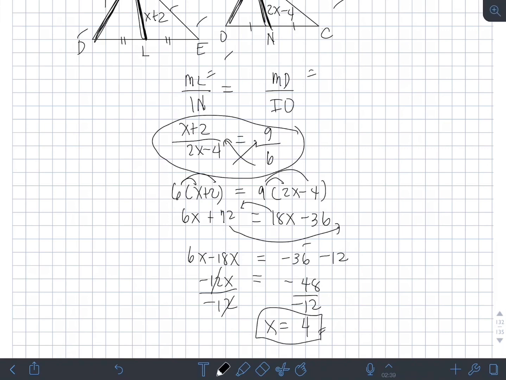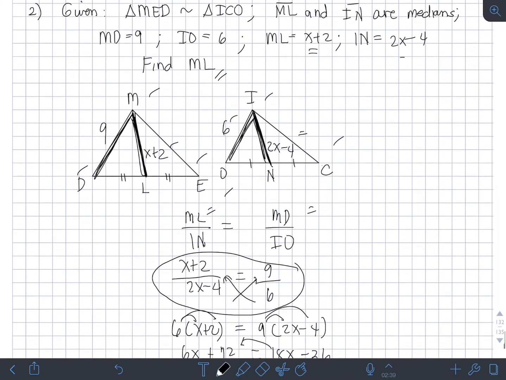Okay, so this is the value of x. Ang hinahanap sa problem is yung actual length ni ML, which is x plus 2. So, substitute natin yung x na 4 and then plus 2. So, therefore, ML is equal to 4 plus 2 or 6 units.